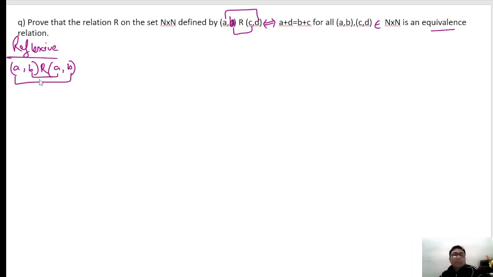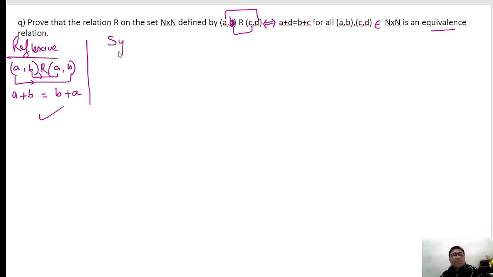That means on the left side it will be A plus B. They are telling it will be equal to B plus A. Yes, A plus B is equal to B plus A. That means this is a reflexive relation.